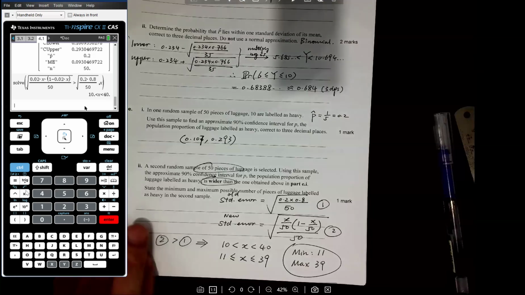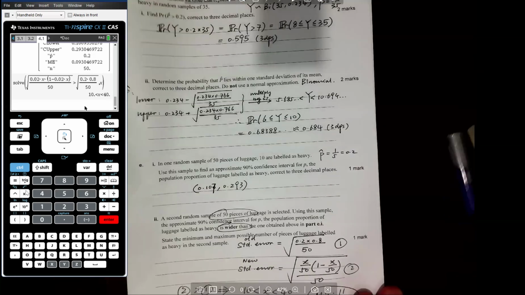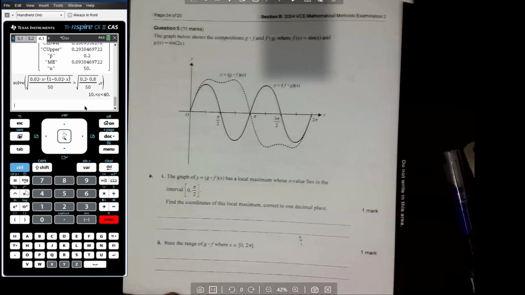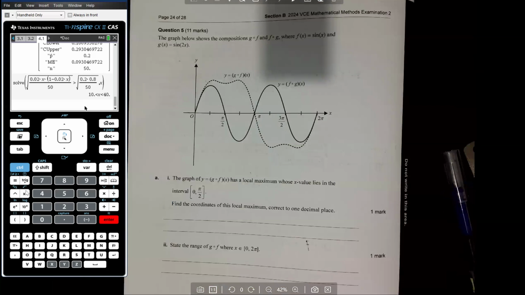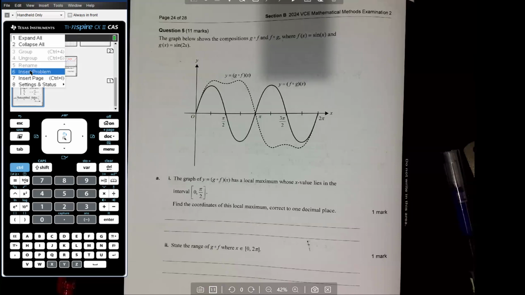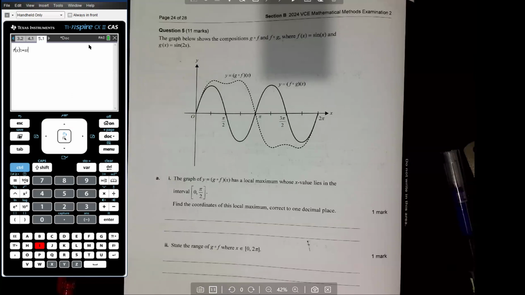So this is the last part of the probability question. All right, last part. Well, this is an interesting question because you can see it involves some composite function. f of x is sine x, g of x is sine 2x. So firstly, we look at gf of x. Then we specify the range. And we need a local maximum whatsoever. My approach is to insert another menu problem and then just define them as it is. f of x is sine x, g of x is sine 2x.